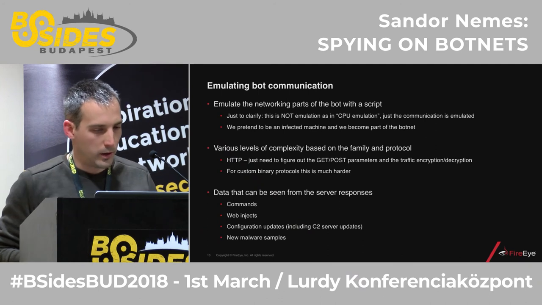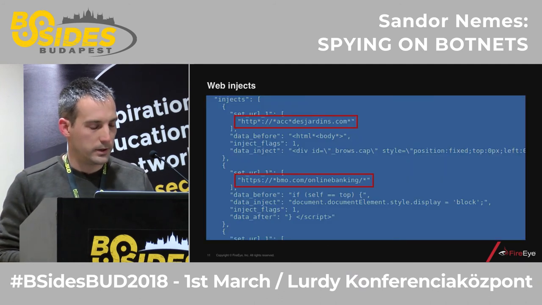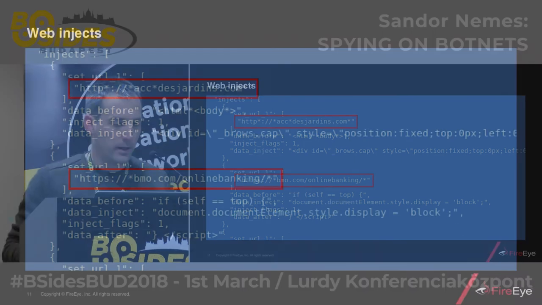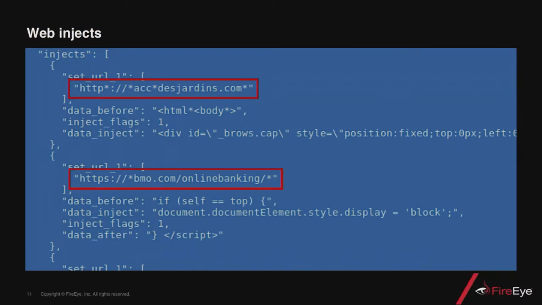So let me show you how these web injects look like. This is from a malware family called Corebot. You can see that there are two URLs in red rectangles. These are Canadian banks. The first one is Desjardins. The second one is the Bank of Montreal. So when the user types in this URL into the browser, the bot searches for the string that comes in the data before field and then inserts the HTML elements or JavaScript code that comes in the data inject field.